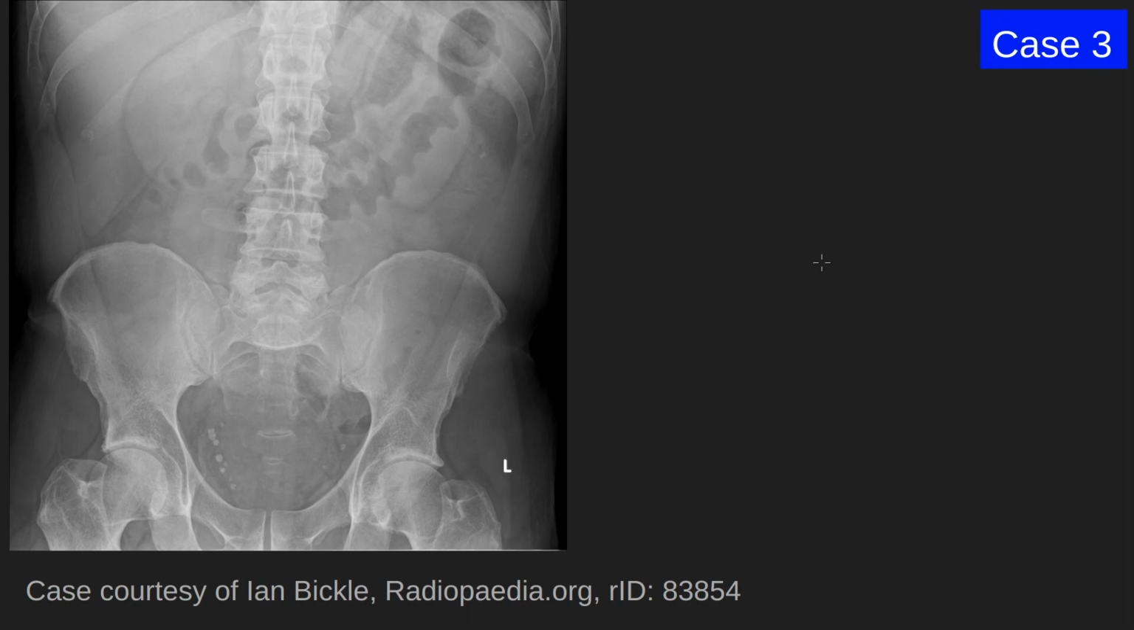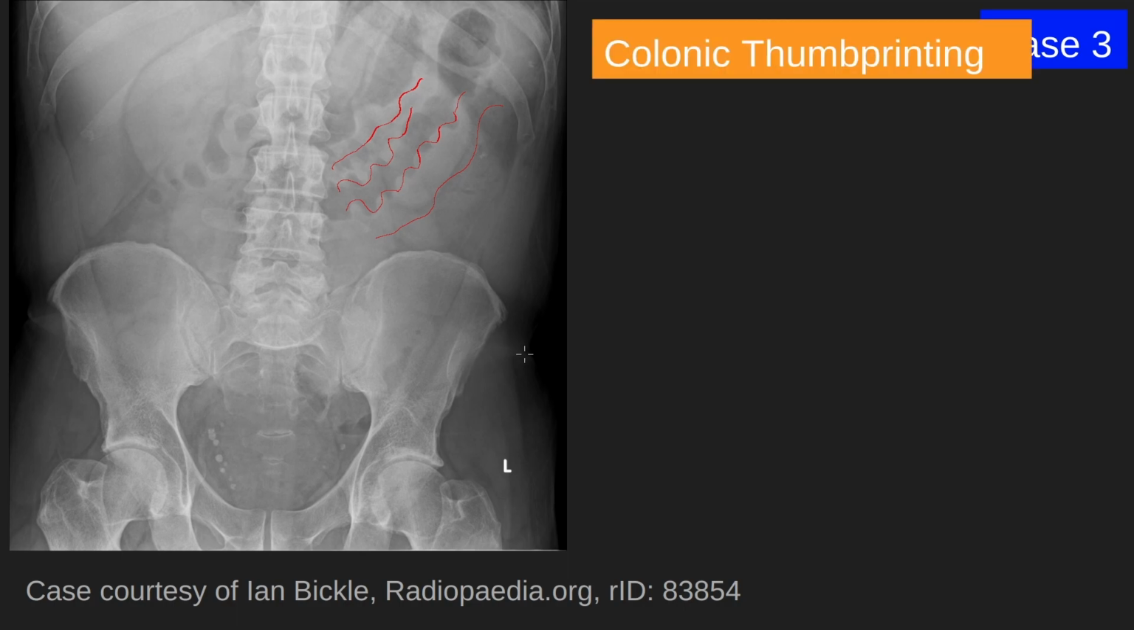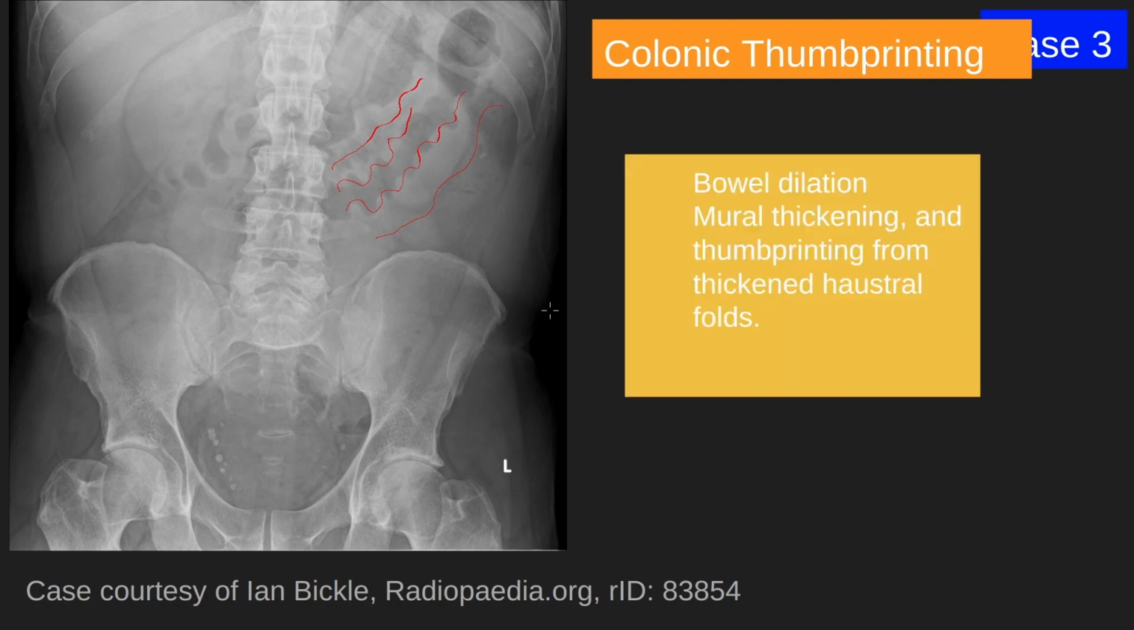Case number 3. We encounter an abdominal radiograph displaying a prominent loop of large bowel with thickened haustral pattern. So this is a large bowel, and you see there's this thickening of the haustral folds right here. What is the diagnosis? Thickened wall and thickened haustral pattern. This typical finding is called colonic thumbprinting, and it suggests colonic wall thickening, more indicative of colitis. Now, this colitis can be secondary to infection or inflammation secondary to chemotherapy. So the treatment essentially depends on what the cause of colitis is.